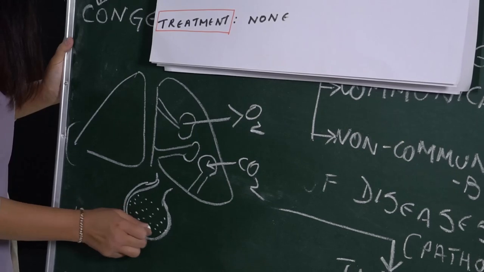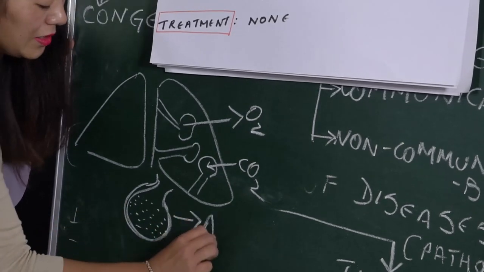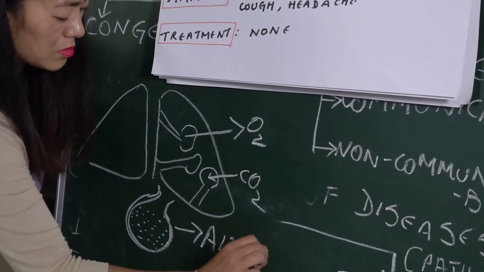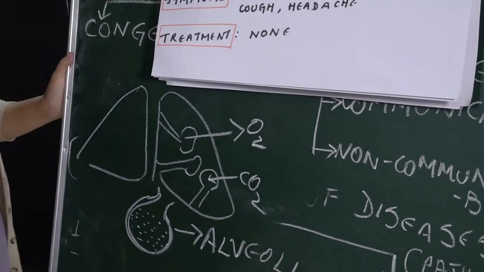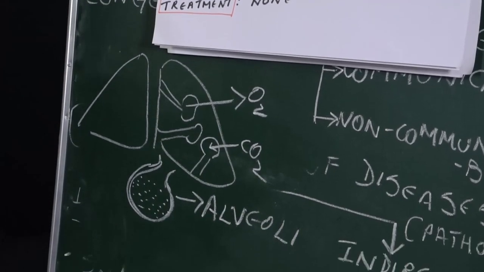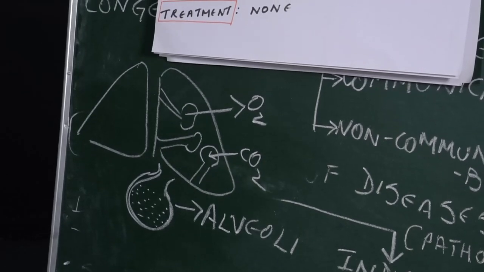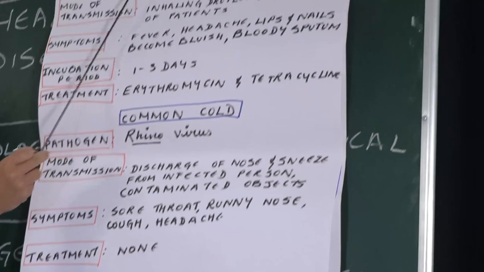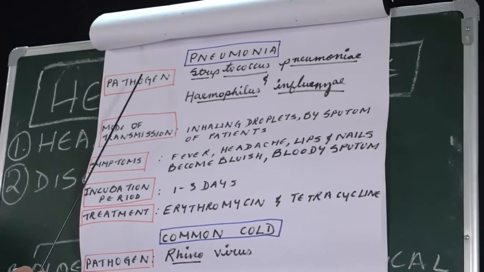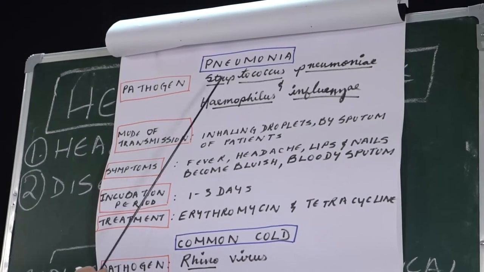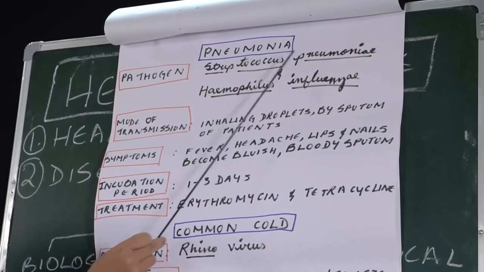When you have fluids in the alveoli, obviously you have difficulty in breathing, right? So you will feel like you're drowning because you're not getting enough oxygen. Those symptoms are a part of pneumonia. So pneumonia, what are the pathogens? What causes pneumonia? They are bacteria called Streptococcus pneumoniae.